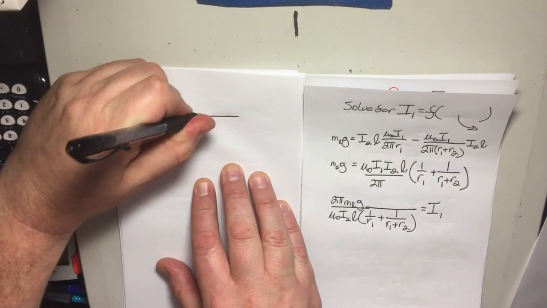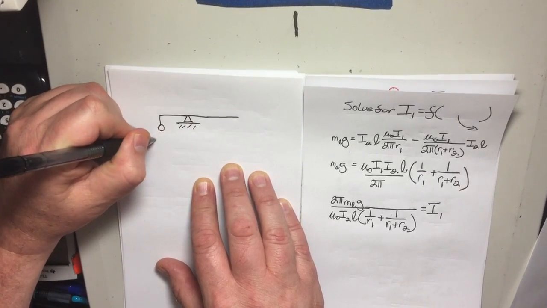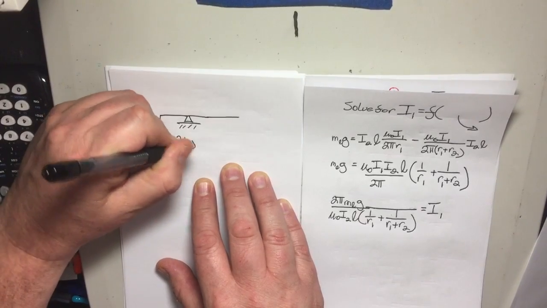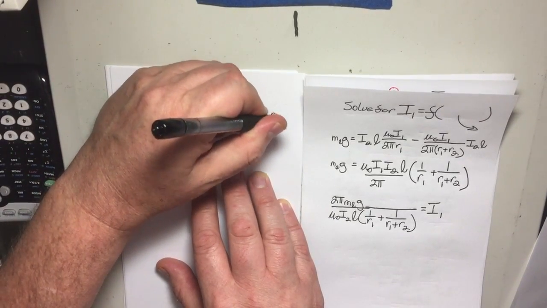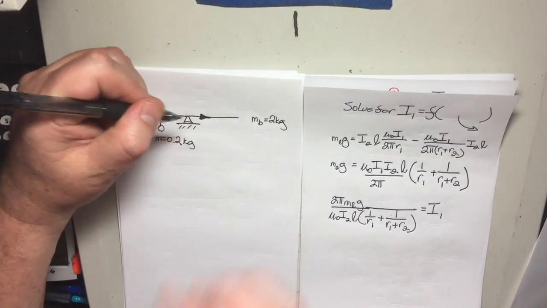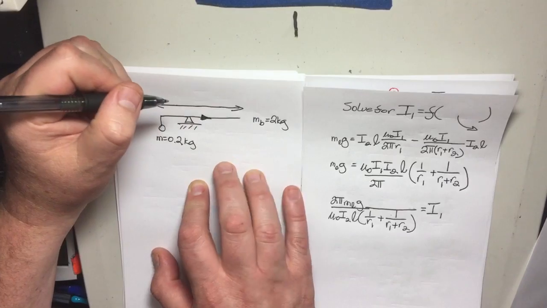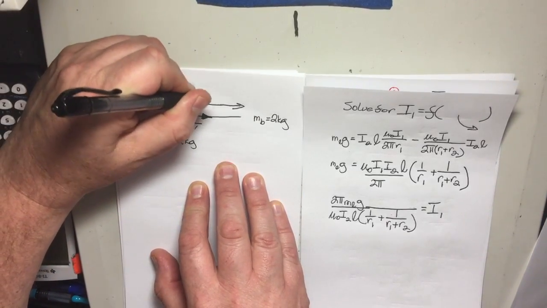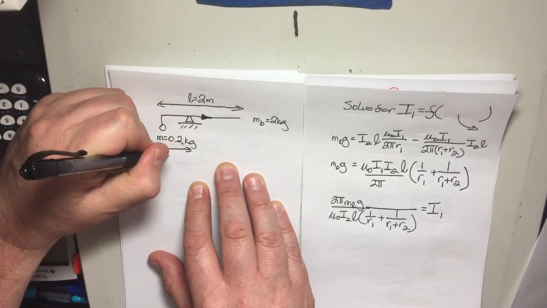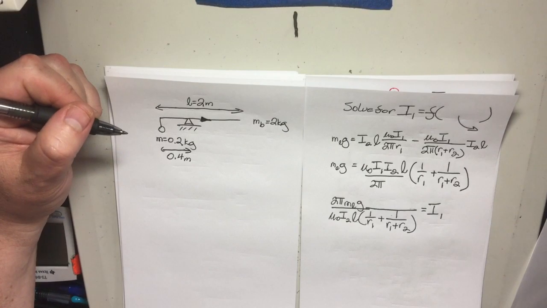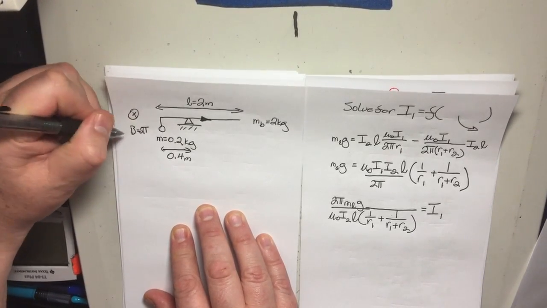So for number 4, have a wire here. You have a mass on this end. Magically, a current comes in that direction. The mass of the bar is 2 kilograms. Oh, and I'm hoping this thing works. It's a fulcrum. That length is 2 meters. That length is 0.4 meters. The B field is 2 Tesla into the page.